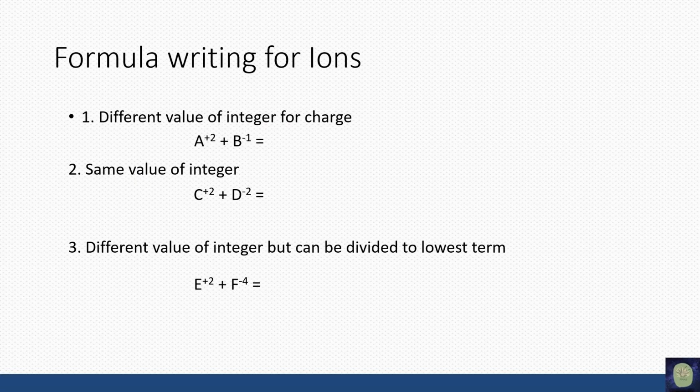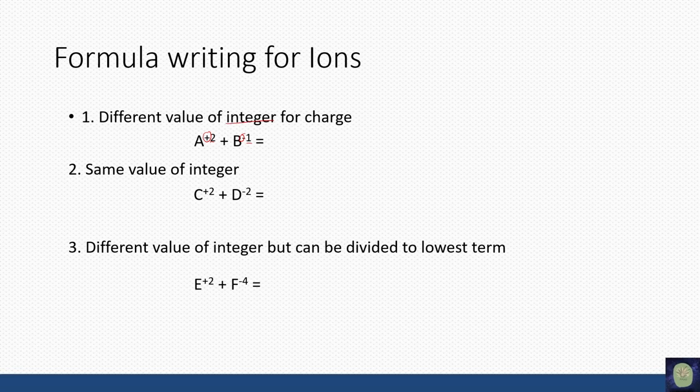Okay, now how do we write the chemical formula from the ions? For example, we have three scenarios. First one is if we have ions of different value of integer for the charge. What's the integer? Here we have a 2. Here we have 1. So when writing formulas, we do not consider the charges, right? Only the integer, okay?